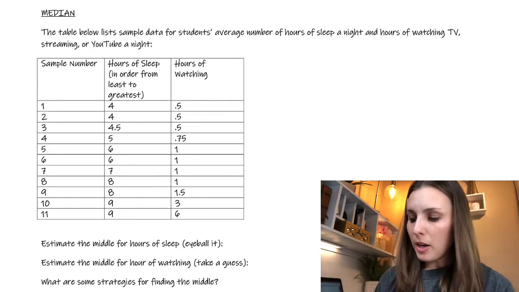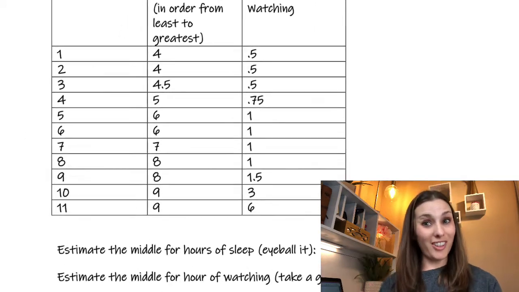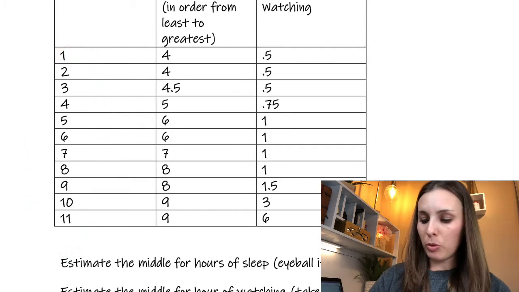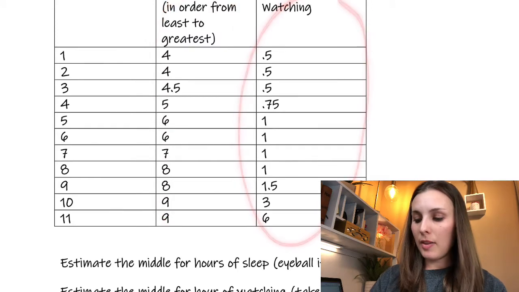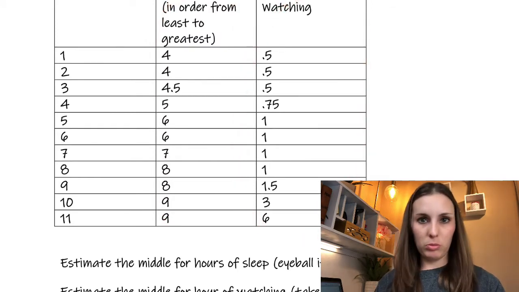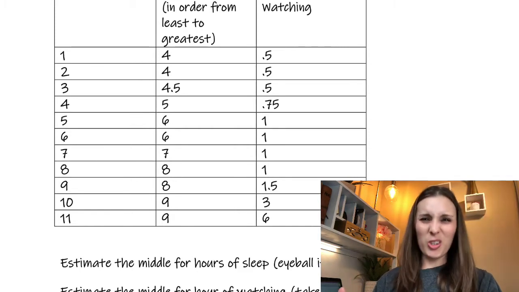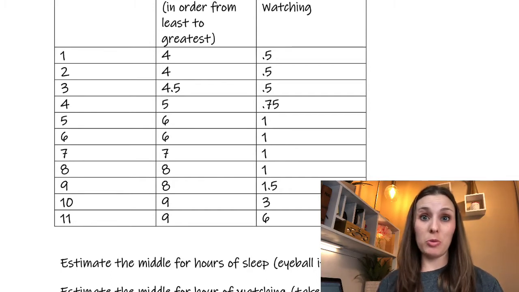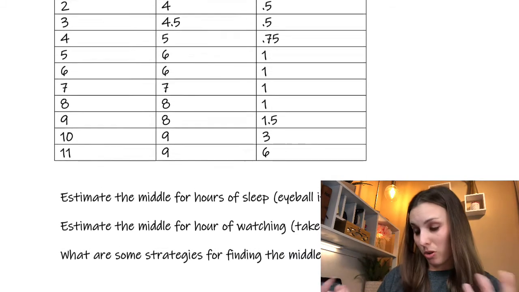This table below, I usually would do this in a class and I would get the students' data so that they can relate to it, but since we're doing a video, I have the data for you. In the left column, you see the sample number. And then in one column, you see hours of sleep and in the other, the hours of watching TV or YouTube, movies, anything like that. I went ahead and put them in numerical order because it's just easier to read that way. That's a good habit for doing anything with median. Well, with median, you actually have to put the numbers in order. That's part of it. Because if you're splitting your data into the lower half and the upper half, then they need to be in order.